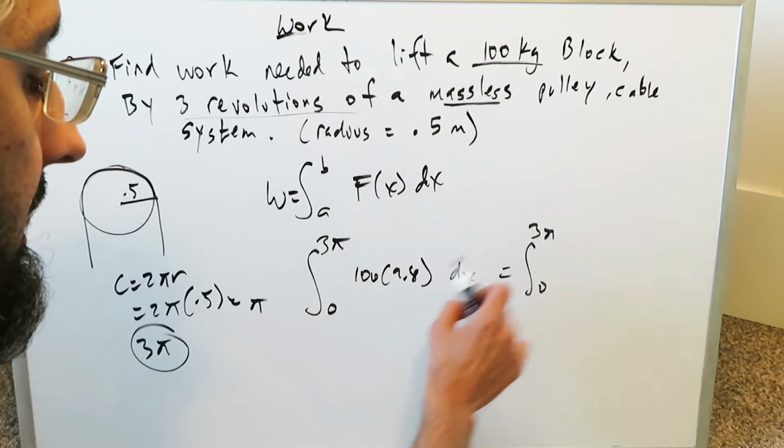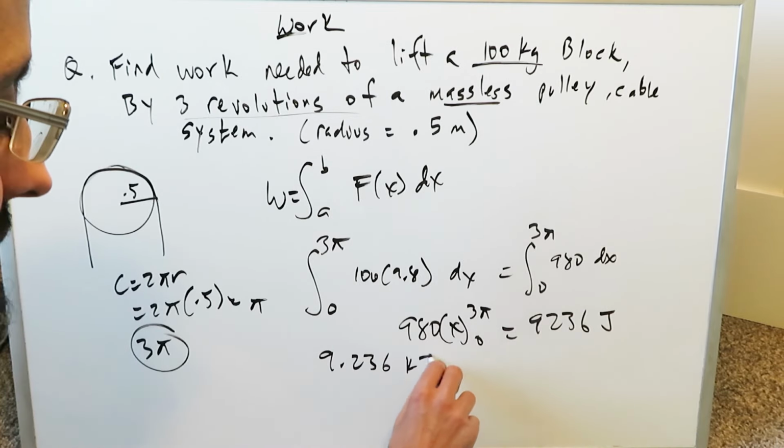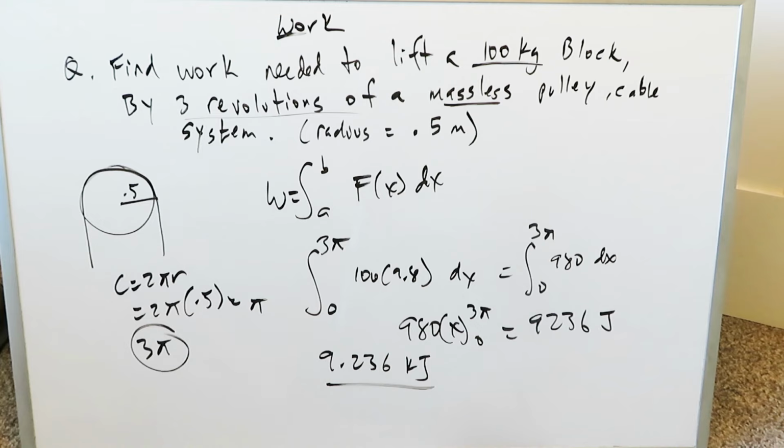You can do this entirely and bring in a decimal value. 980 times 3 times pi, I'll have 9,236 joules, which if you want you can write as 9.236 kilojoules, and that's the work needed to lift this 100 kilogram block over a distance of 3 revolutions with regards to the radius of that pulley. So this question is done.